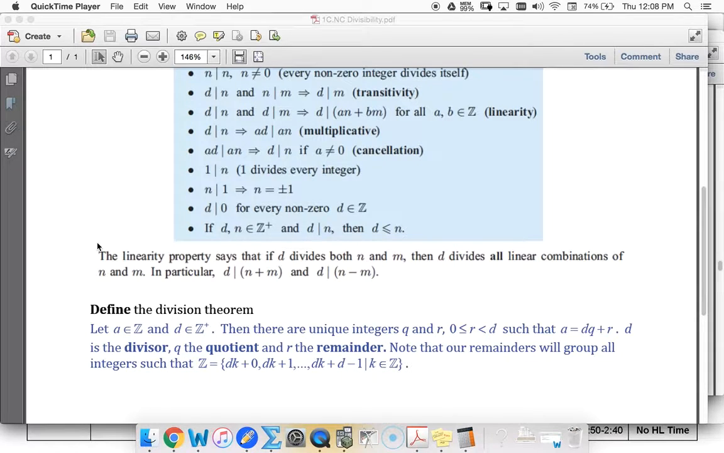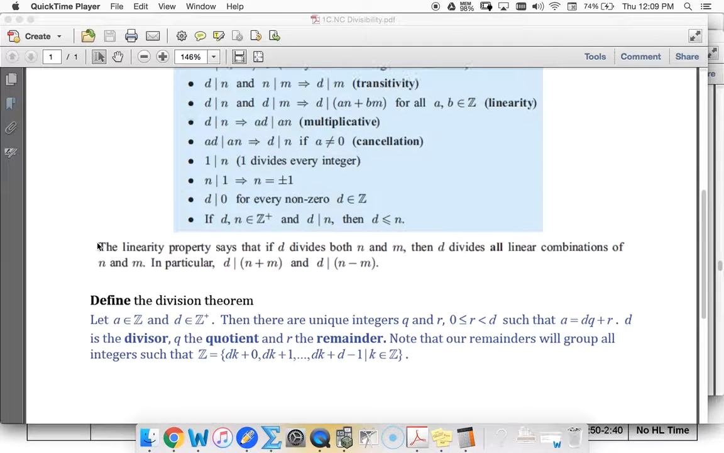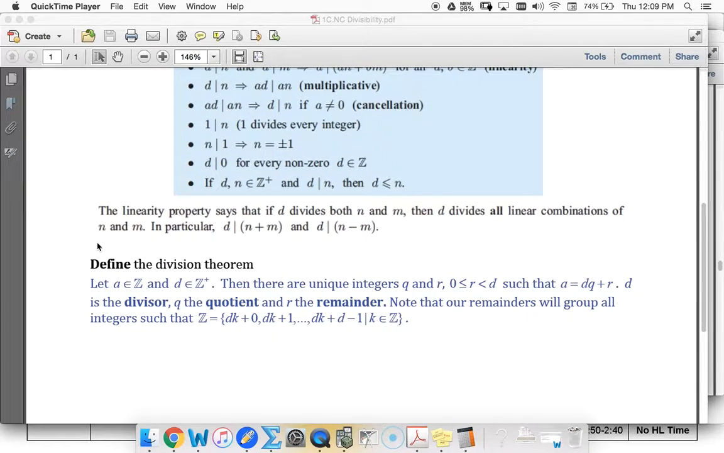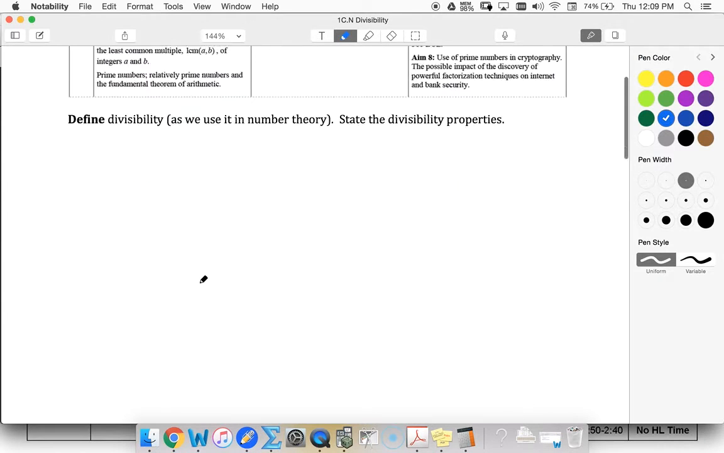And then we've got the division theorem. So really what the division theorem is, is another way of writing out our quotient divisor remainder rule. So if we take A and we divide it by D, then our result is the quotient. I'm going to write this down.